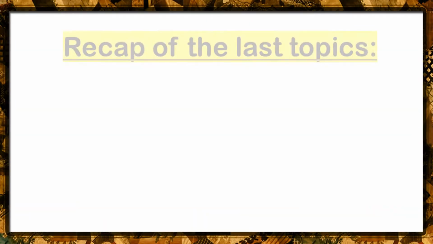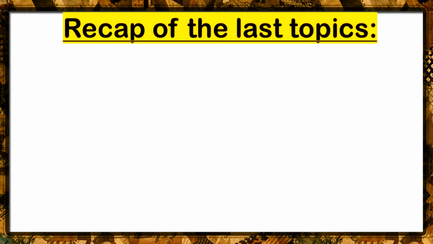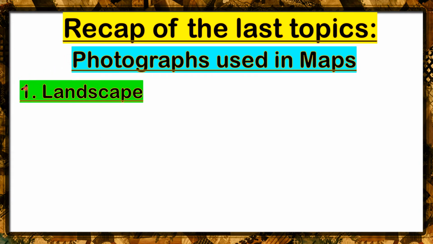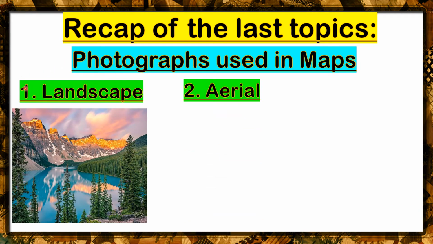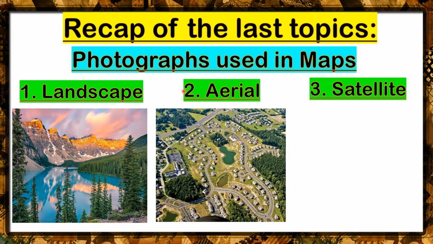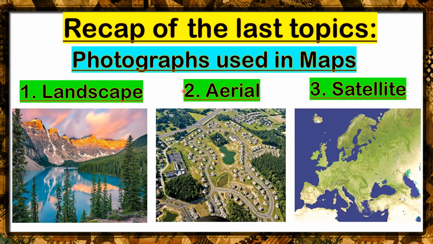Class, before we proceed with our online learning discussion, I would like us to have a short recap of the last topics that we have discussed before your semestral break. So we have discussed the three photographs used in maps. They are the following. Number one, landscape. Number two, aerial. And number three, satellite.